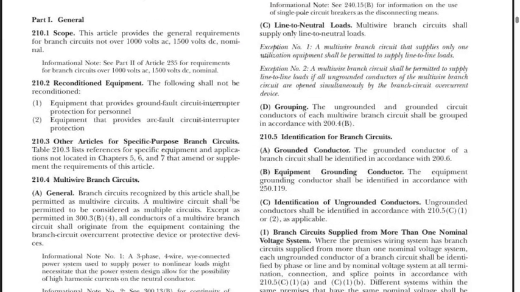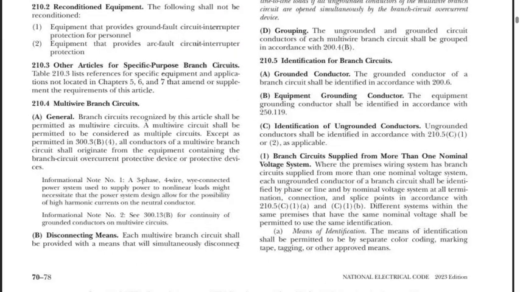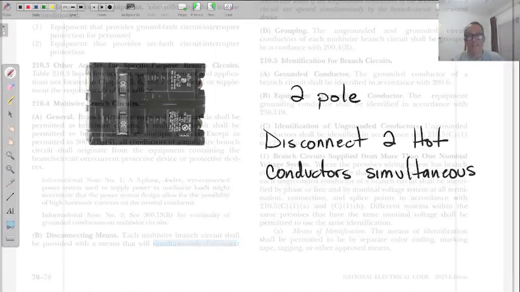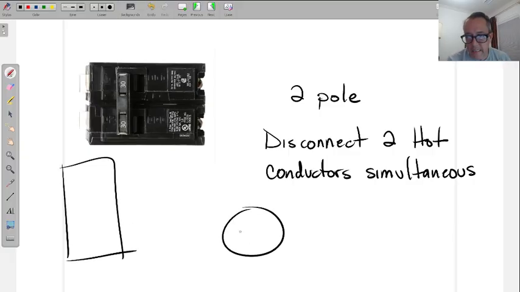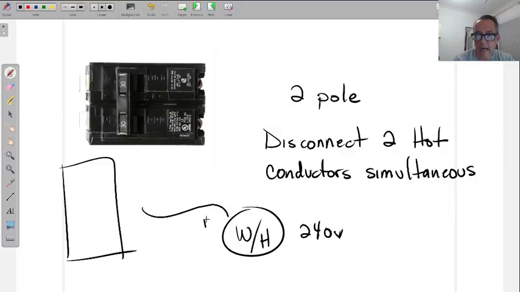So for these multi-wire branch circuits, if you're using two hot conductors to feed a multi-wire branch circuit, let's design this for example. I have a panel, and we'll go to a house so it makes it easier. Let's say I have a water heater. My water heater operates off of 240 volts, meaning one hot and another hot from two different phases, right? We need one from A phase, one from B phase. They can't both be from the same phase.